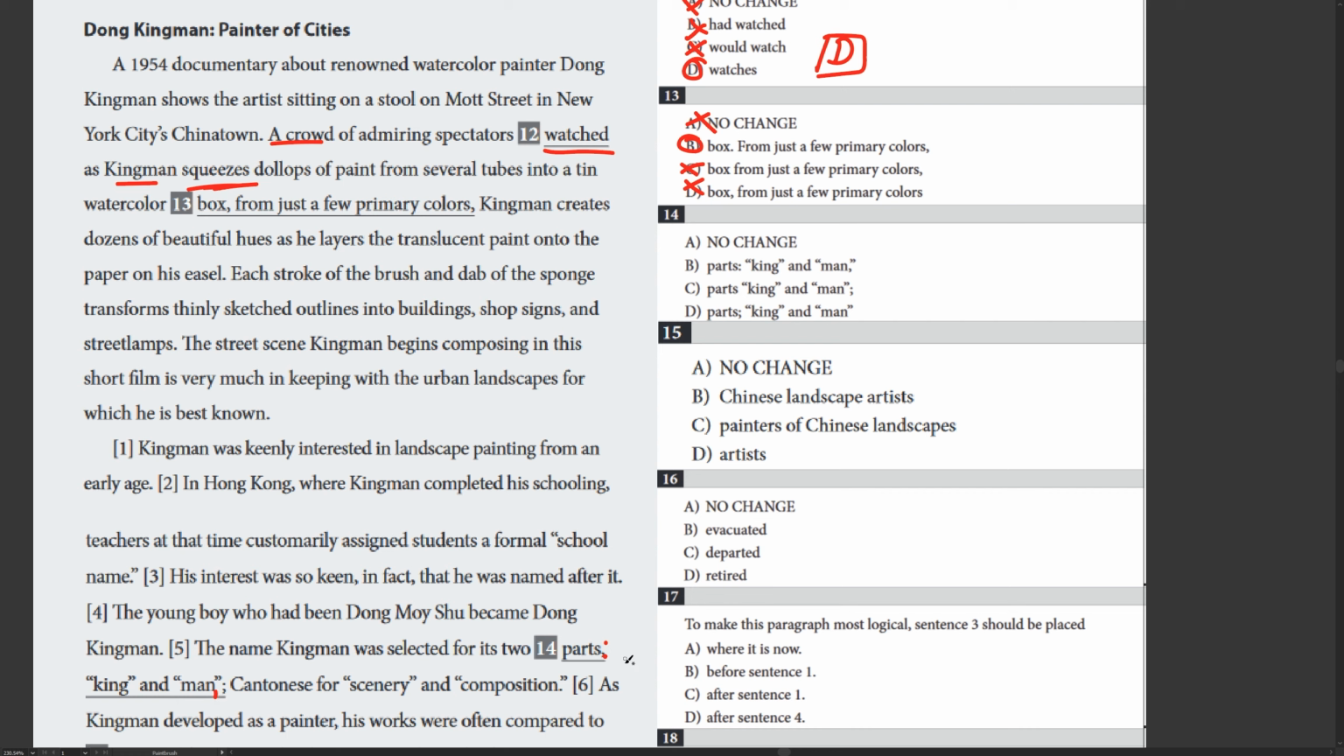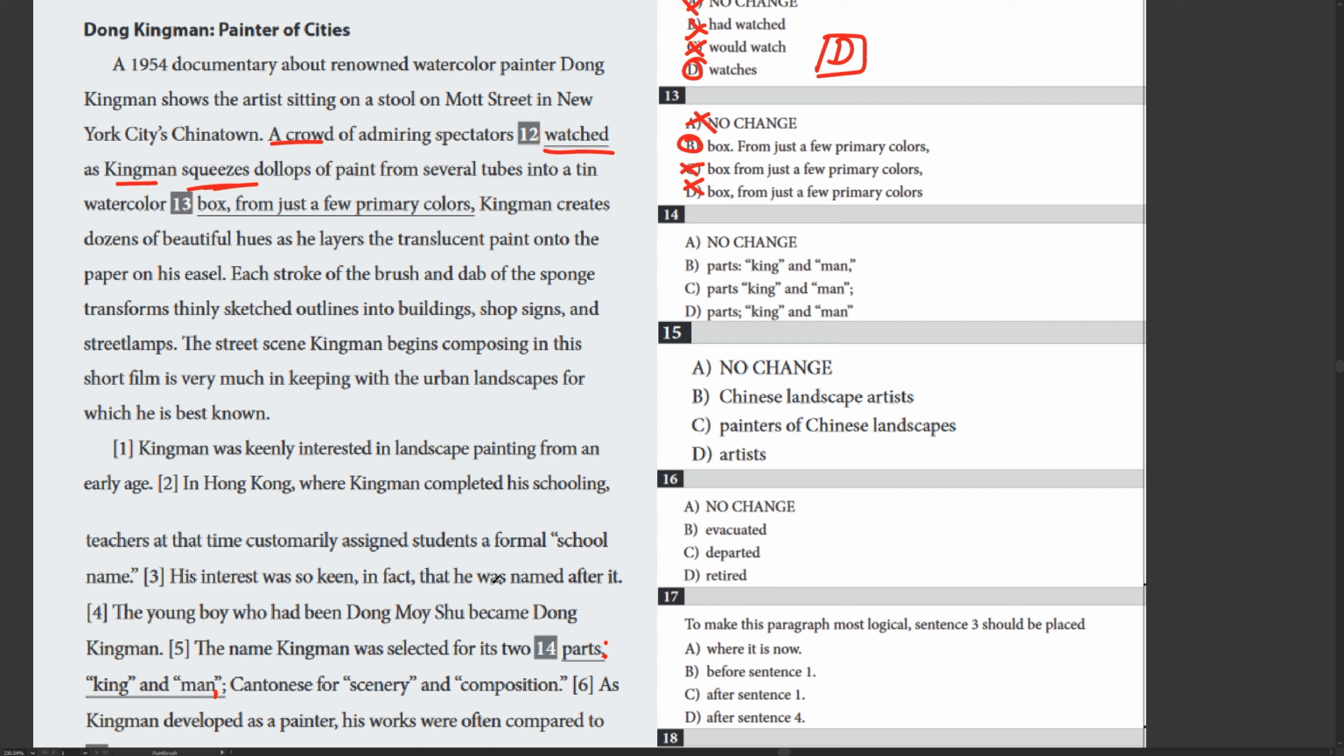And the reason why I use a colon instead of a comma is because the colon lets us know that what is being described next directly relates to what was previously said before. And by using a colon, we are describing what we mean by the last sentence. So the Kingman was selected for two parts, and now we're naming the two parts. So that's why we want to use a colon instead.